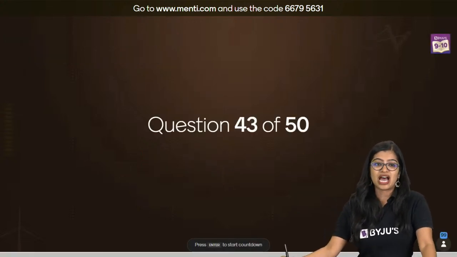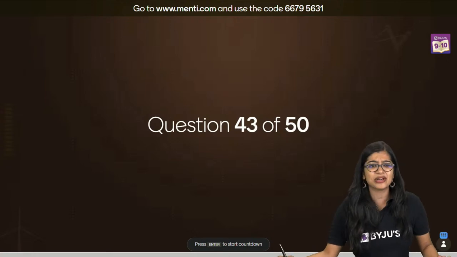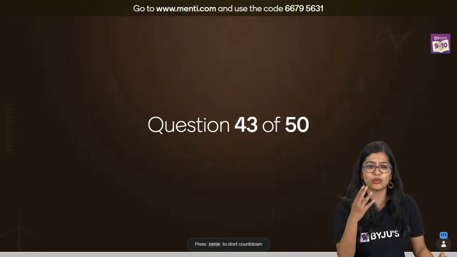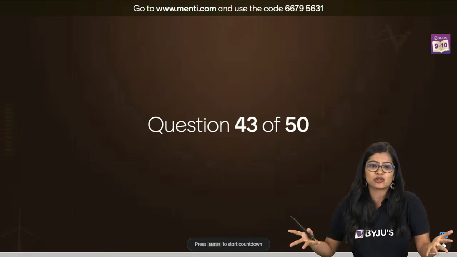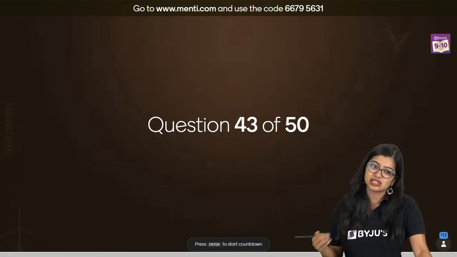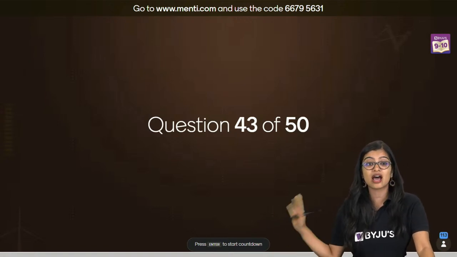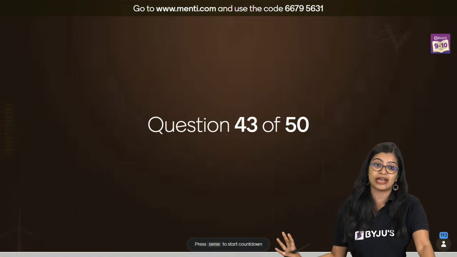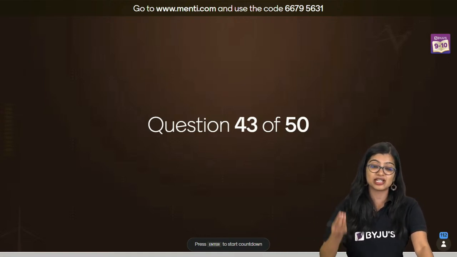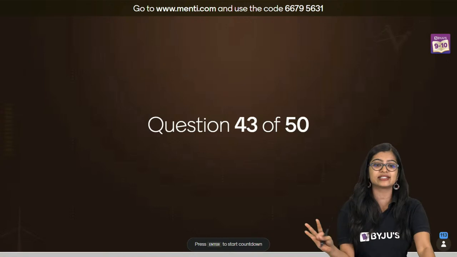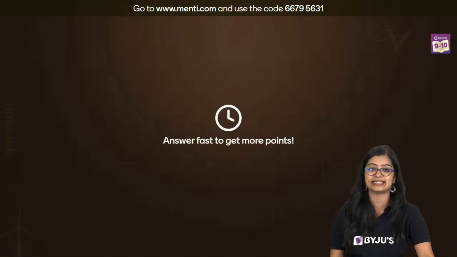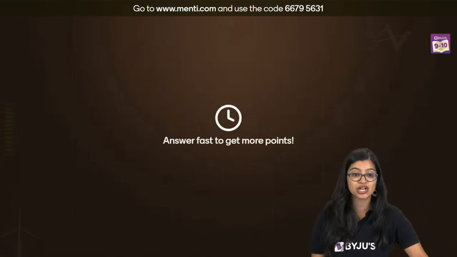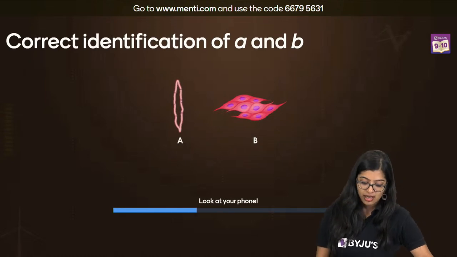Exactly. So now, those of you who are a little scared about diagram-based questions, I'm sure you are now thinking, ma'am, so easy, right? All these diagram-based questions are actually the easiest. These are highly scoring questions in your exam. If you get diagram-based ones, please do them because they're highly scoring. Very simple and easy. So moving on to question number 43, right?